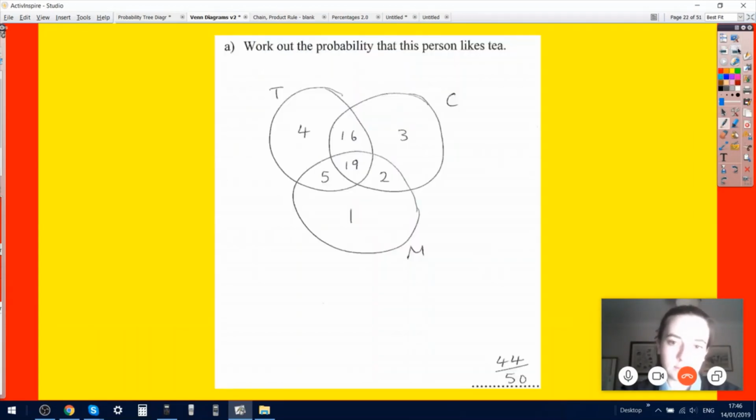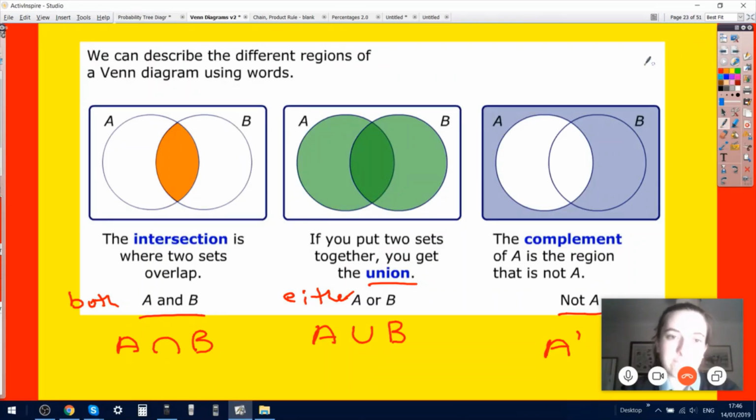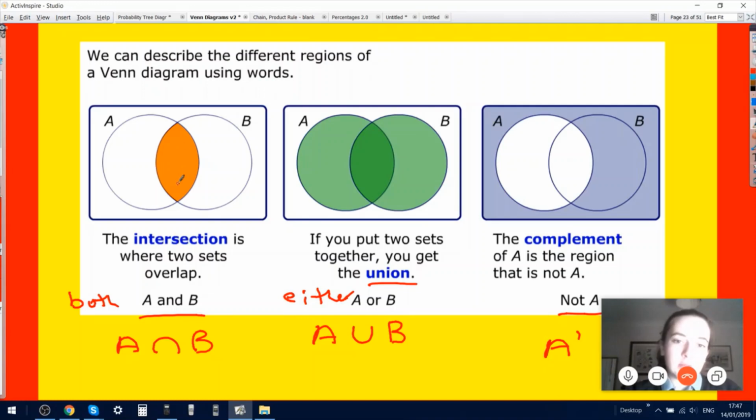Okay. Sorry, any questions about that previous one? No. Okay, so this one is both and. It's the intersection. It's where they overlap. And they write that as A and B, fish and chips. Both and. So this one is either or. So either A or B, which includes both. Union, wedding rings, either A or B, union.